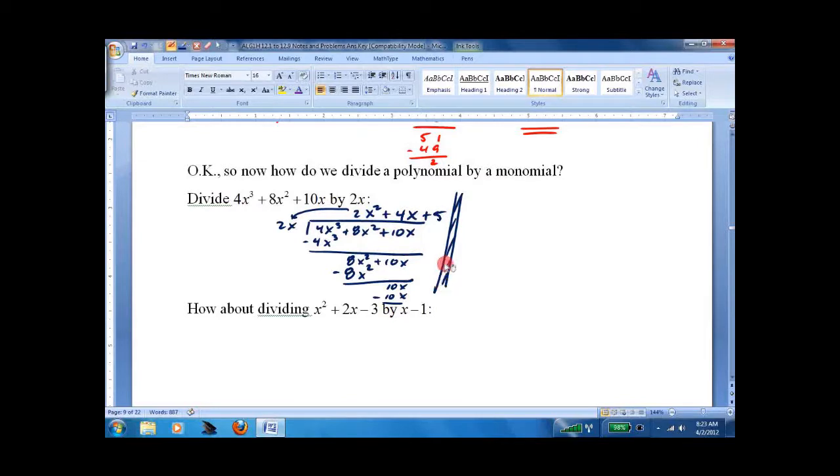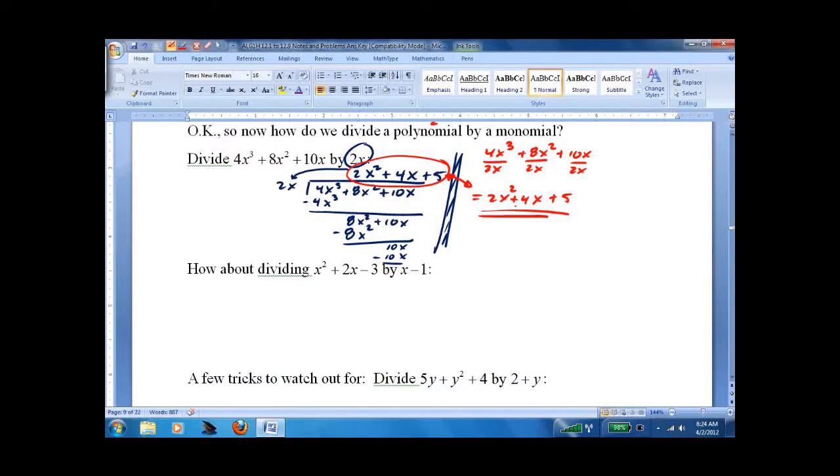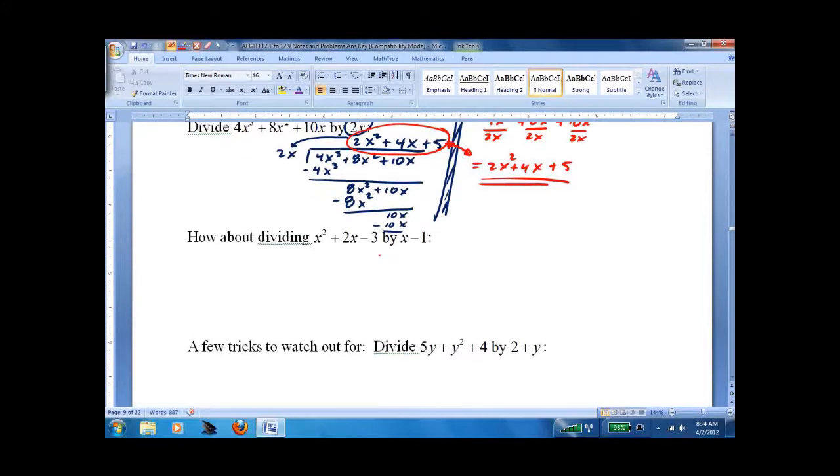Now, if we have a simple monomial like 2x, the smarter move to play would be just to divide each one directly. 2x squared plus 5, which is the same answer we got here. So why did I show you the first way, since the second way is obviously much easier? Well, that's what we have to do down here.